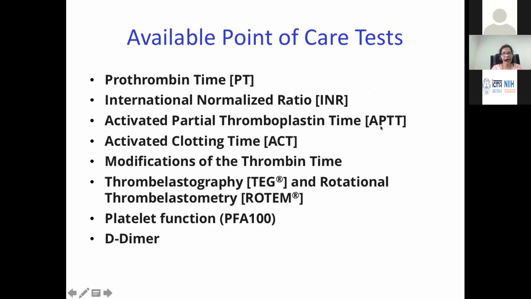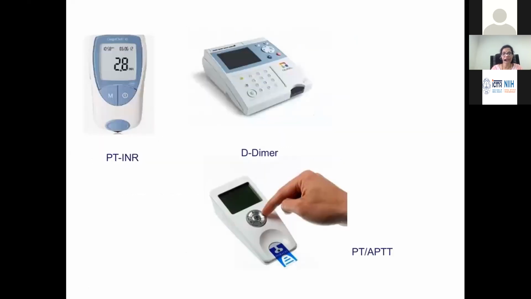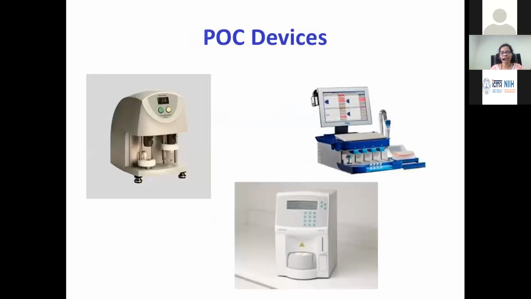It's not that we don't have any point of care tests throughout the world for PT, PT-INR, APTT, ACT, thrombin time. Then we have the machine-based ones, also called POC tests: TEG, ROTEM, PFA-100, and D-dimer. These are the POC tests reported in the world literature so far, and these are pictures of some of them. I don't think they are widely used in our country. These are the machine-based POC tests: TEG, ROTEM, and the platelet function analyzer.